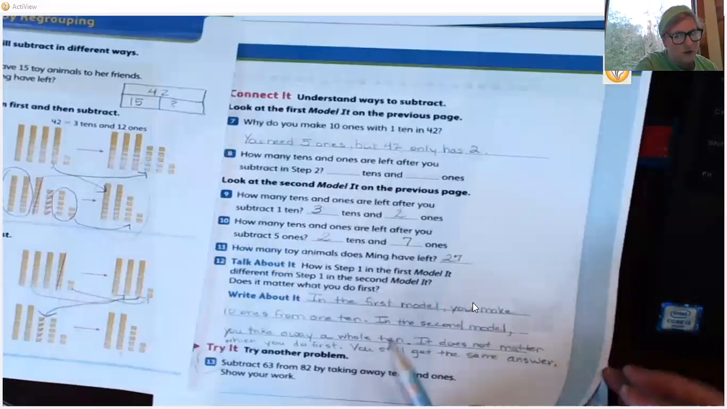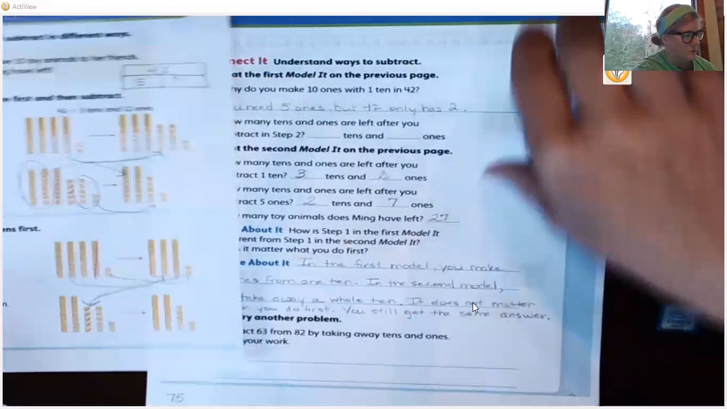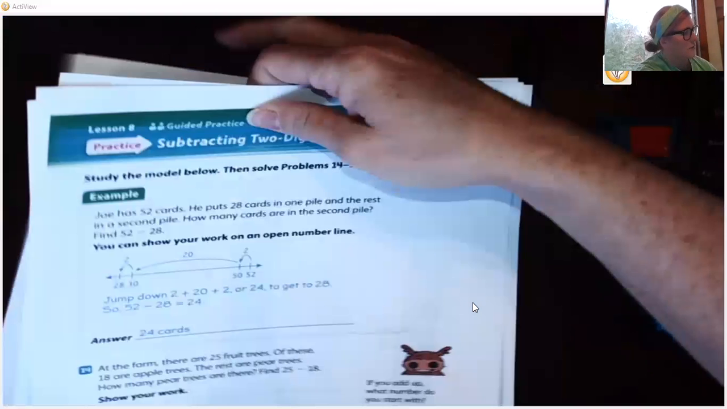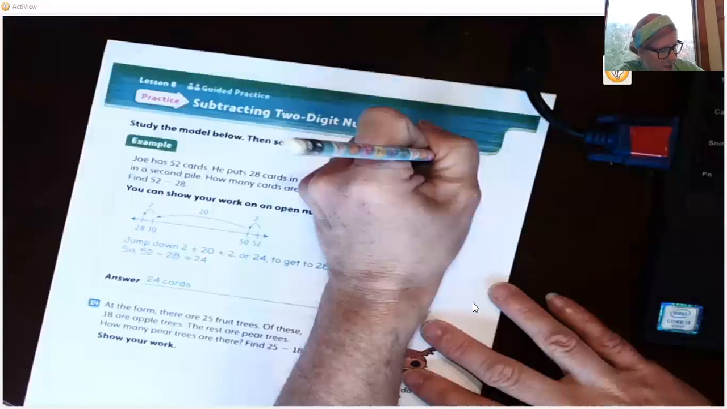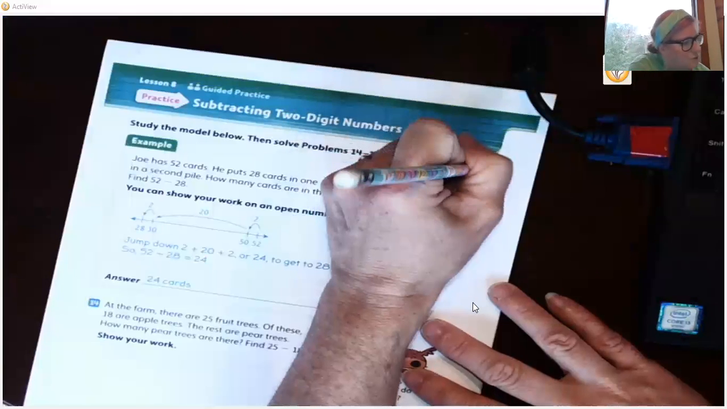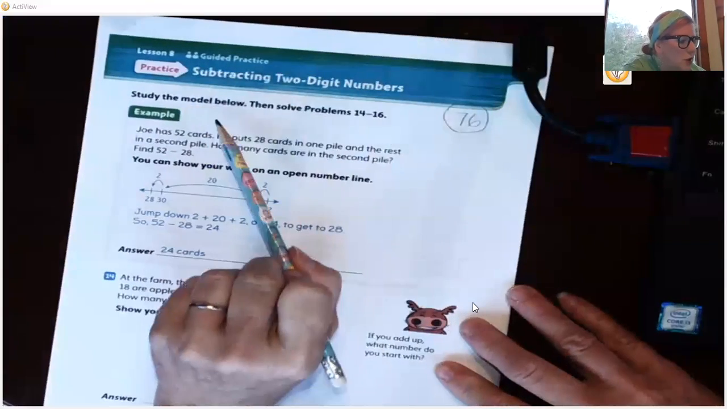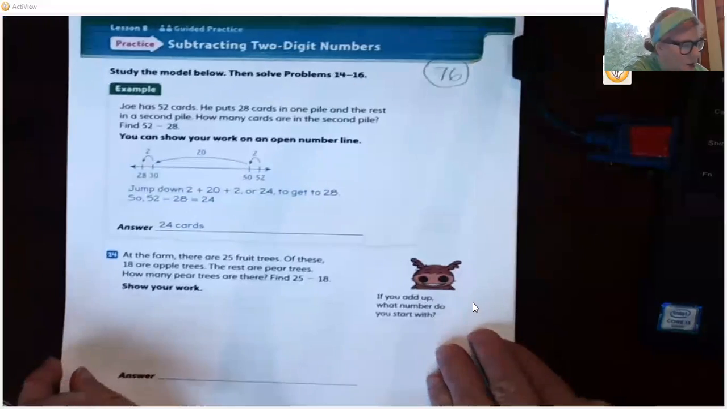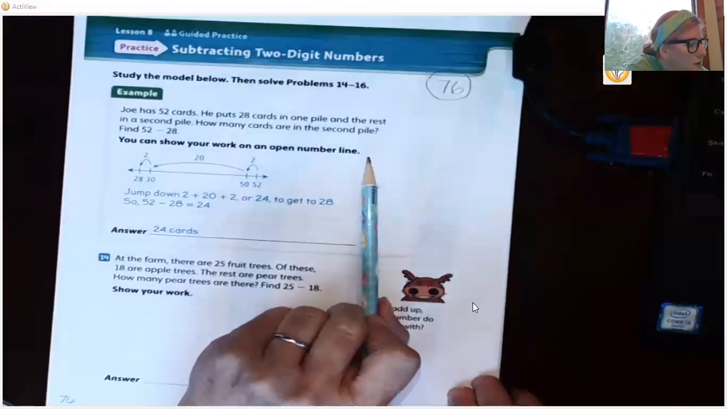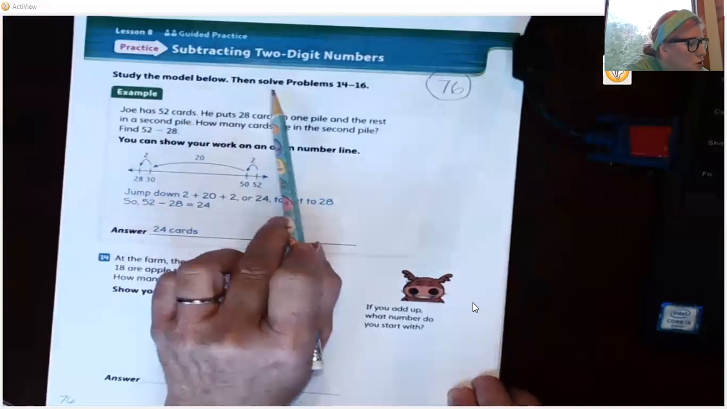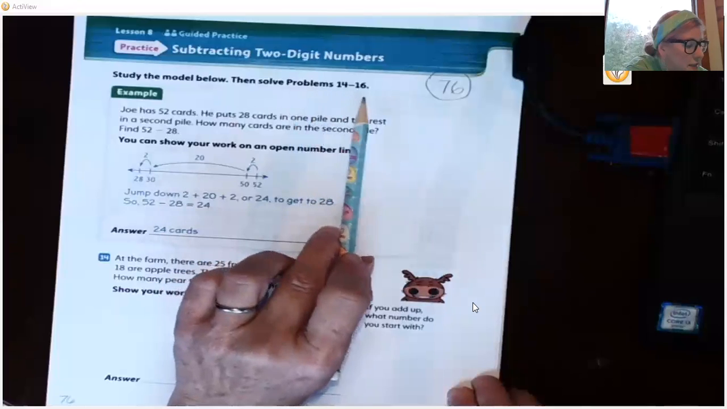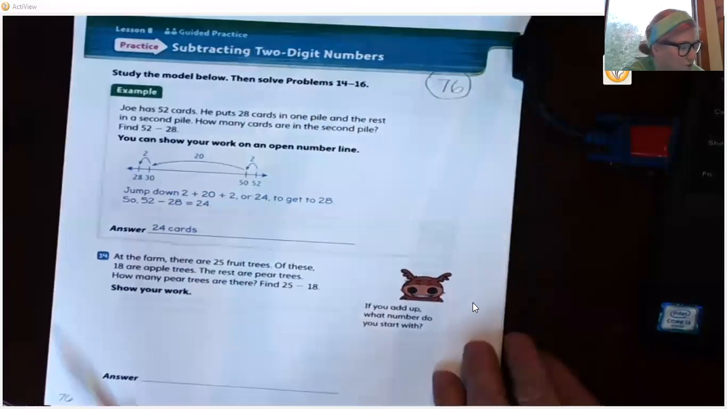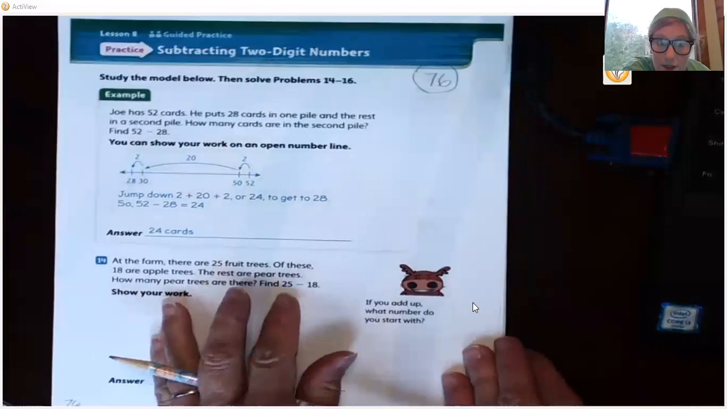Okay, we're moving on. We only have a couple pages more to go. Yay! All right, so here we go. We are on page 76 right here. Study the model below. This is guided practice. So we're kind of reviewing some here. All right, study the model below, then solve problems 14 through 16. Just a lot of stuff going on, that's all.